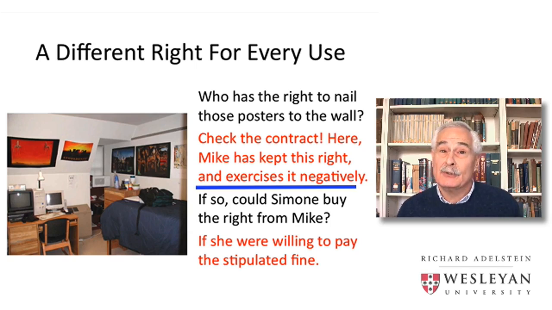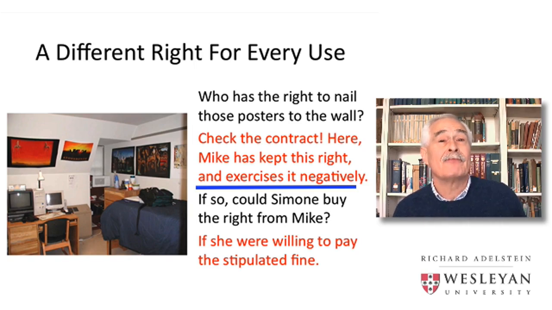And he typically chooses to exercise this right negatively. That means not that he is able to enter into Simone's room and nail a poster to the wall himself, because he has the right to do so. What he does, alternatively, is to exercise the right negatively by forbidding Simone to nail a nail into the wall without Mike's permission. How could Simone get Mike's permission to nail a nail into the wall?